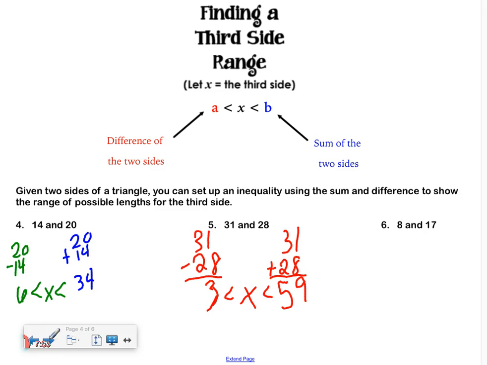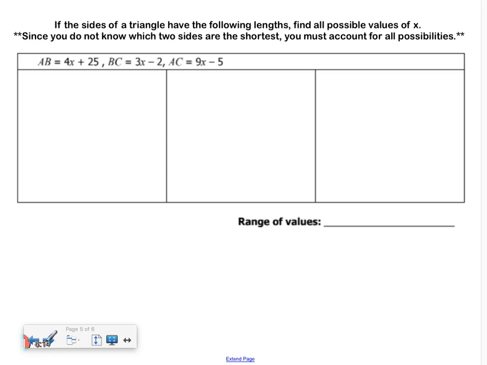Okay, what's your lower bound on 6? 9. What's your upper bound? 0.5. Good work. So that's how you find the range of your third possible side. And then, of course, we have to make things kind of interesting and throw some algebra in the mix.